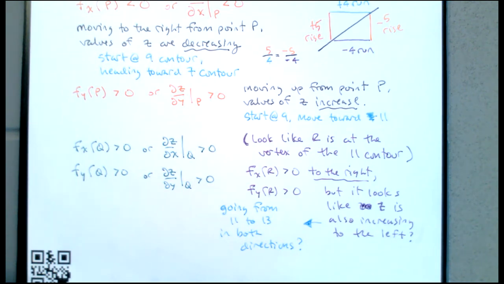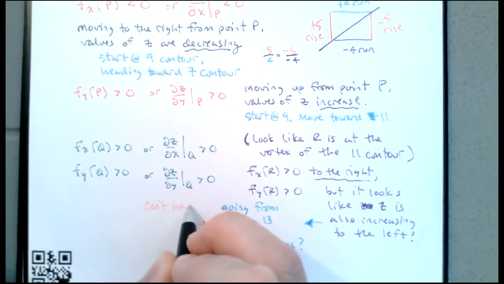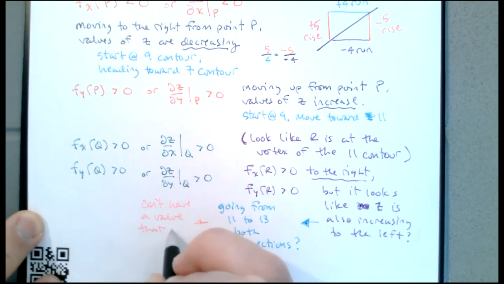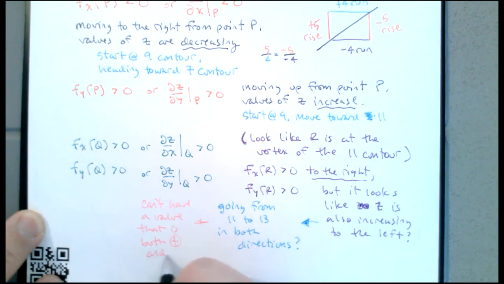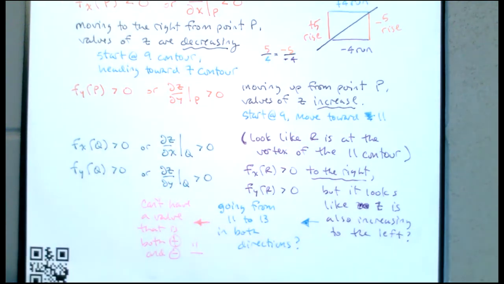But the rate of change cannot be both positive and negative. So can this value be both? We can't have a value that's both positive and negative. So what's going on?